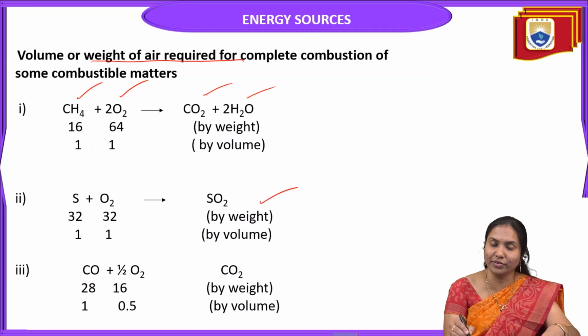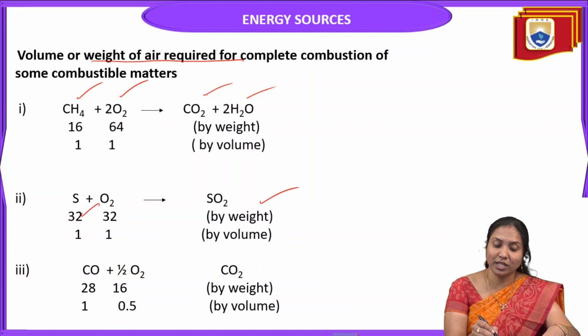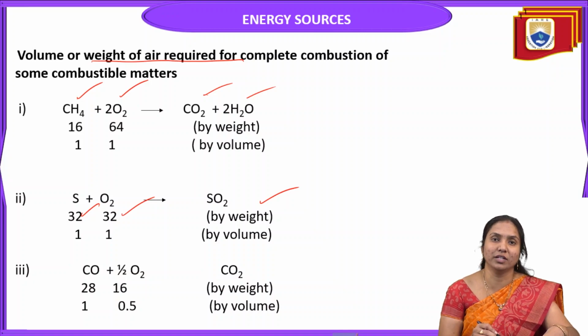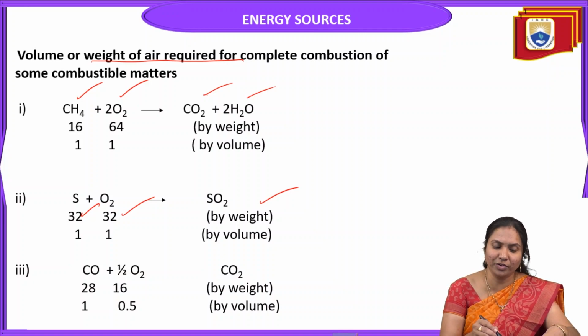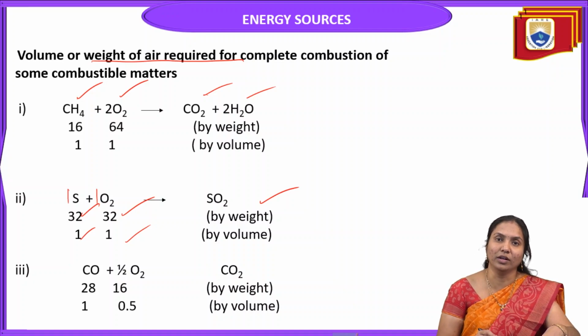Or for example, sulfur. So 32 parts of sulfur, or 32 kgs of sulfur, requires 32 kilograms of oxygen by weight. Or by volume, if you are taking 1:1, both are 1 only.